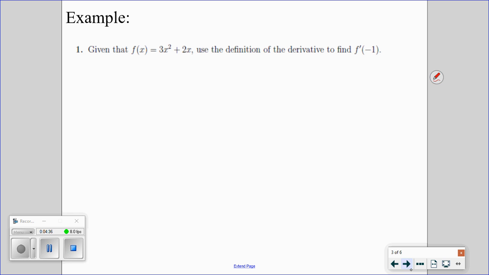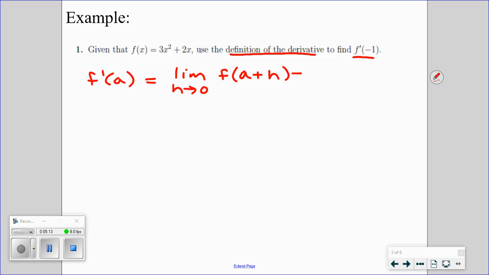All right, but let's look at an example. This is actually the same example that we did using that first definition of the derivative. I just wanted to show you, using the second definition of the derivative, how we would get the same answer. So this time we are going to use our second definition of the derivative to find f prime of -1. We're going to use our new definition, which is the limit as h approaches 0 of f of a plus h minus f of a all over h.